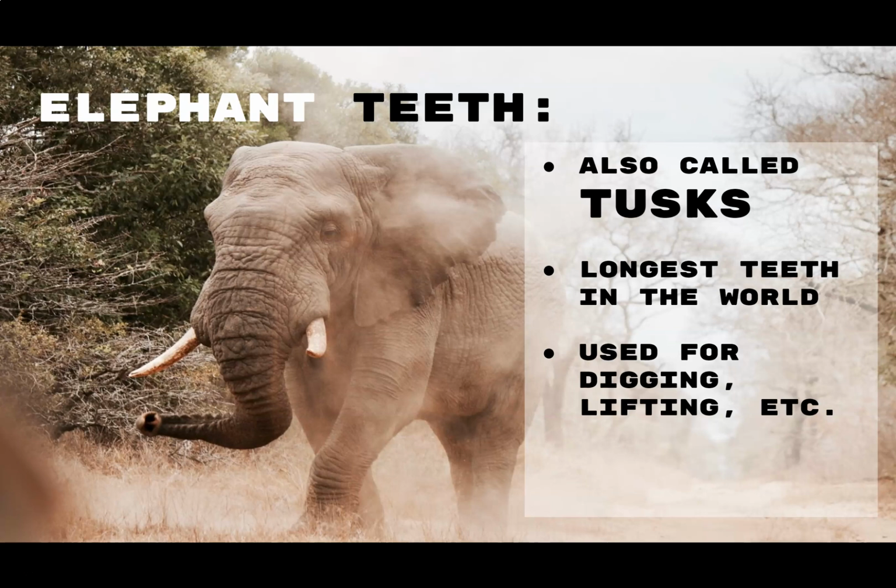They also use their tusks to shred the bark off of trees, for example. And sometimes they use it for protection. So when they start fighting, or if 2 elephants are getting into a fight, they will use their tusks as weapons and also as defense.